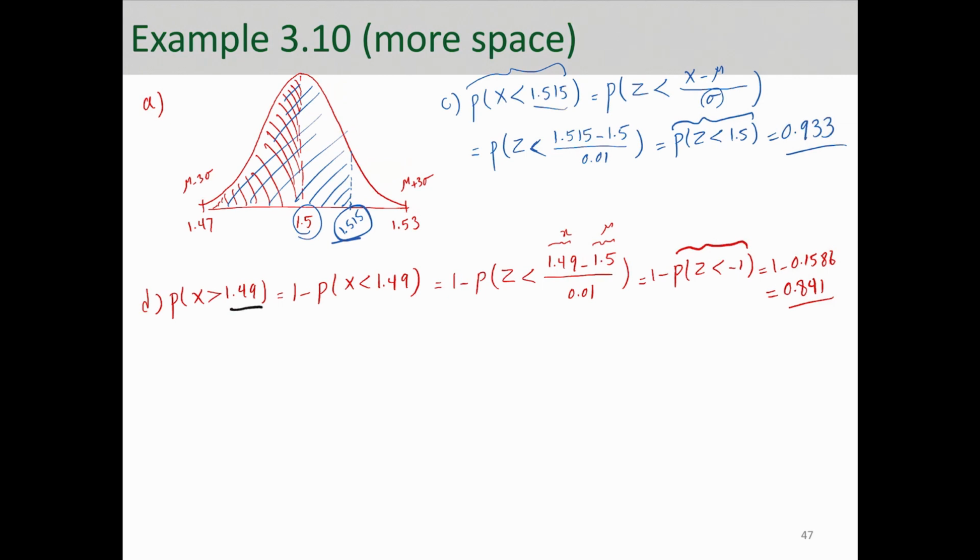Again, it's always helpful to project that on the graph. 1.49 is kind of like here, and we calculated the area under the curve after 1.49, right?